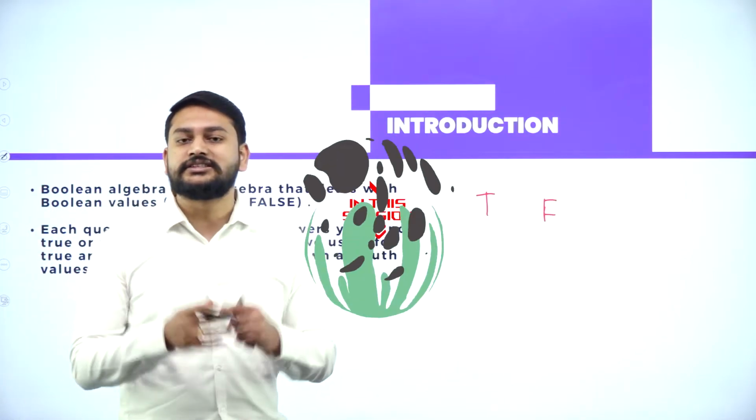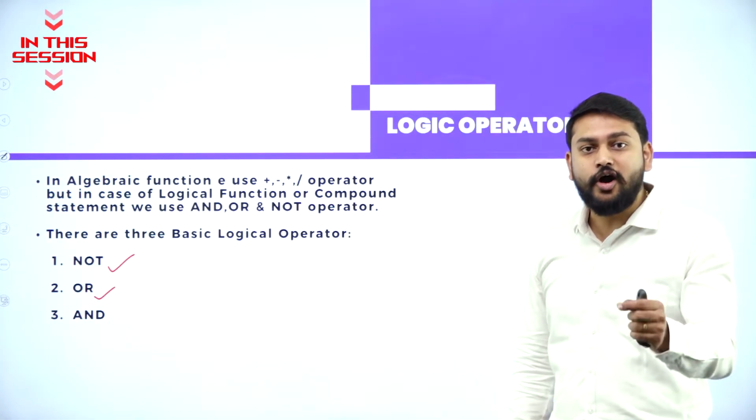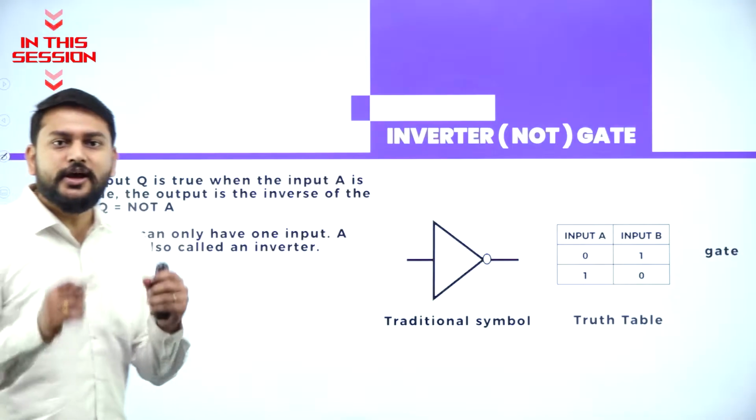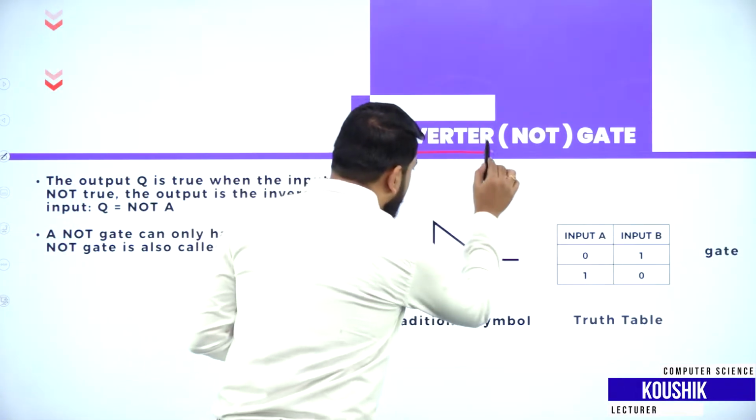Boolean, in the sense, the first thing that comes to our mind is 0 and 1. Three logical operators: NOT, OR, AND. When it comes to the NOT gate, another name for the NOT gate is the inverter gate.